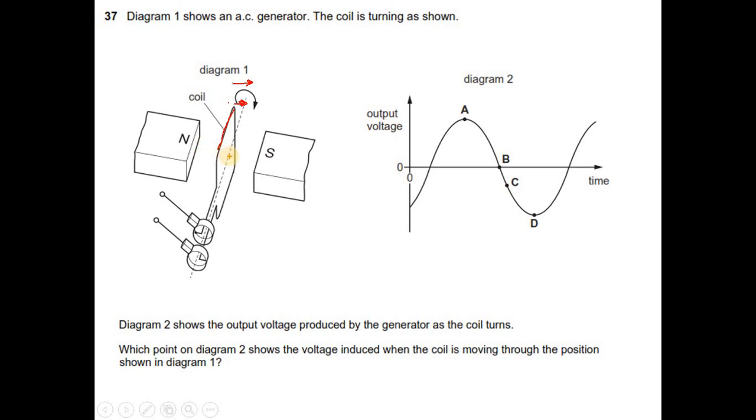That means at that moment there will be no EMF in the coil. So this position on the graph is B. So your option is B.